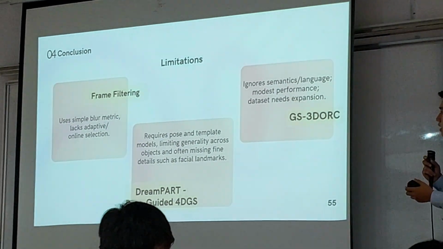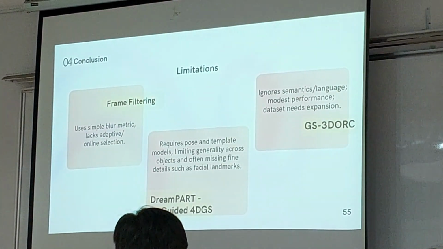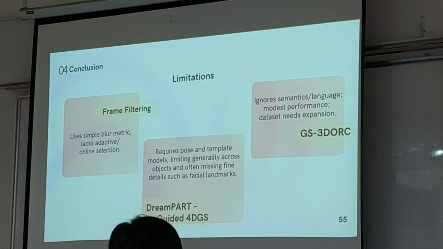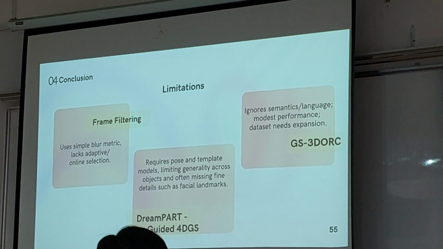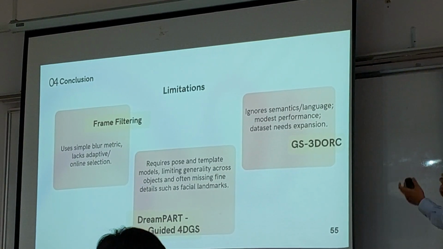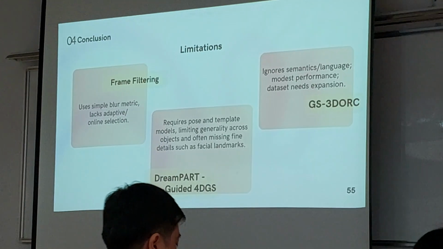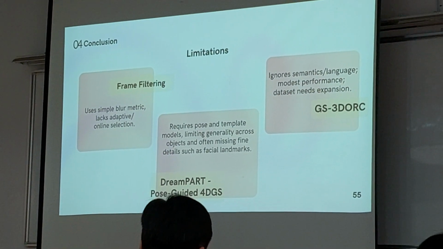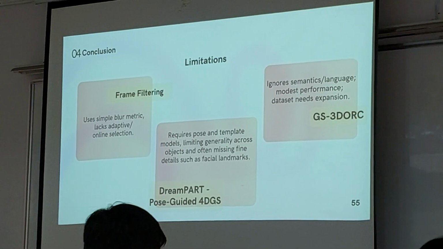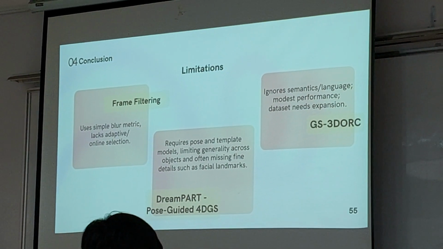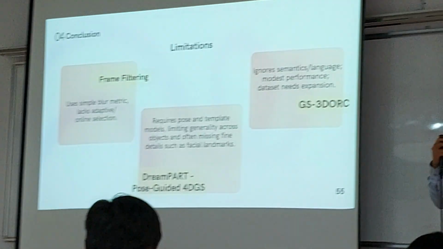However, there are some limitations. First of all, the frame filtering still uses a very simple metric and may need further adaptive and online selection. For the pose-guided 4D Gaussian splatting, the required pose estimation models may limit generality across objects. We want to generalize this solution further to more articulated objects, such as animals. For the GS3 approaches, they currently still ignore semantics and language understanding and have modest performance. And for the data set, we want to expand further in terms of categories and scale.